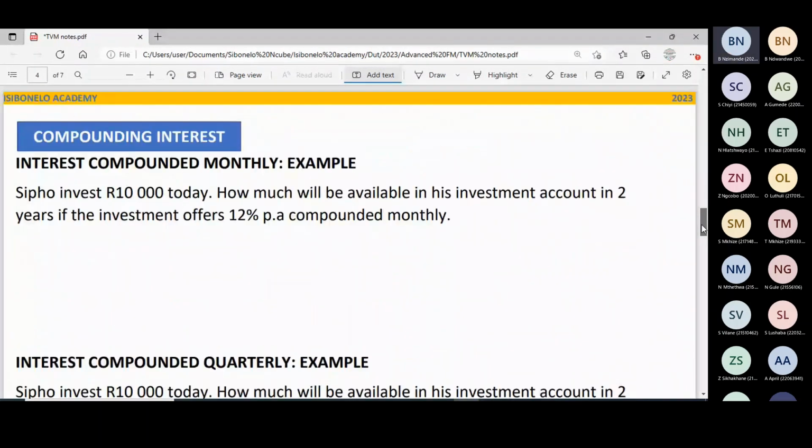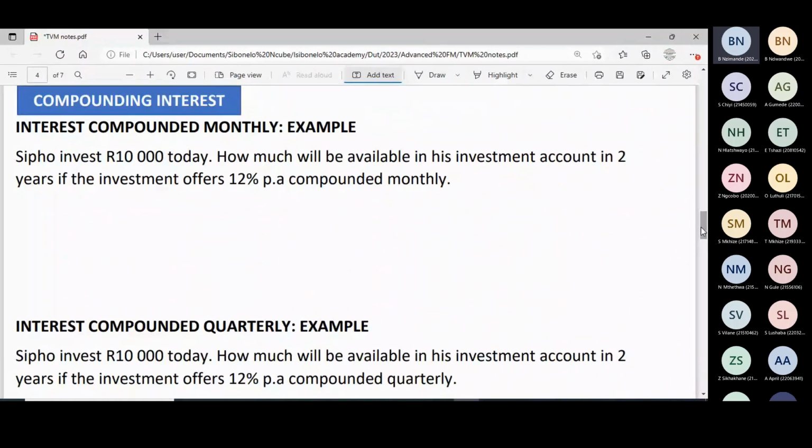Okay, then guys, we've got this thing of compounding interest. Sometimes we will be told that interest is compounded monthly, quarterly, or semi-annually. So what is the meaning of compounding? When you are told that interest is compounded monthly, it means that interest is calculated monthly. So to get your I, you will take whatever annual rate is given, and you're going to divide it by 12. Why do you divide by 12? Because in a year we have 12 months.